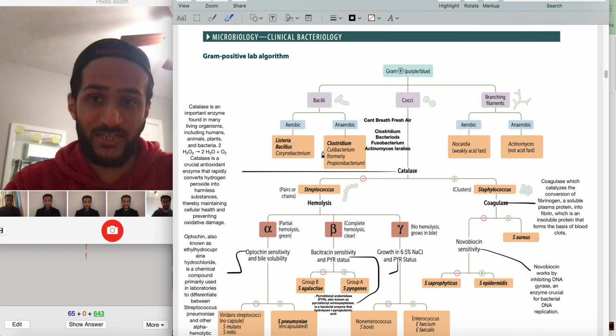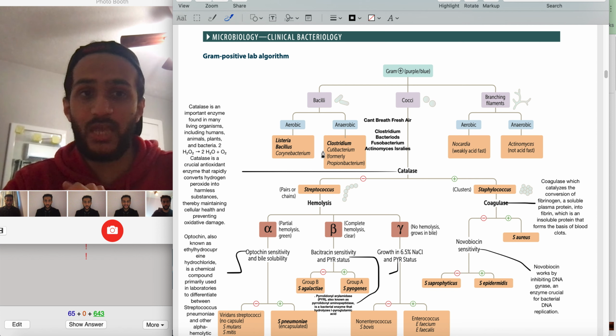And then we come into the branchy filaments. You can call them branchy filaments, and they're going to be aerobic, which is going to be Nocardia, which is usually weakly acid fast, and Actinomyces, which is not acid fast at all.